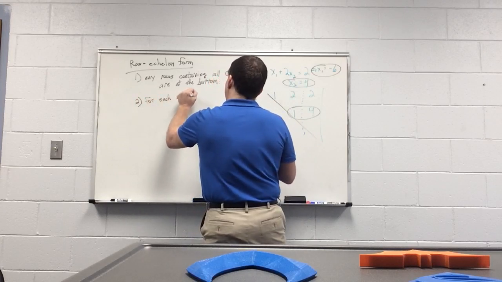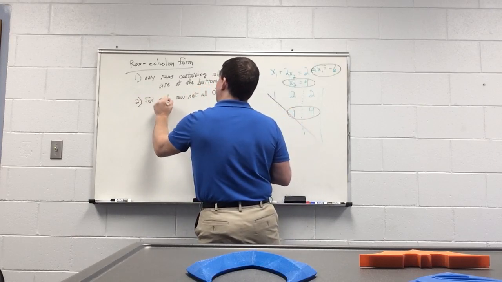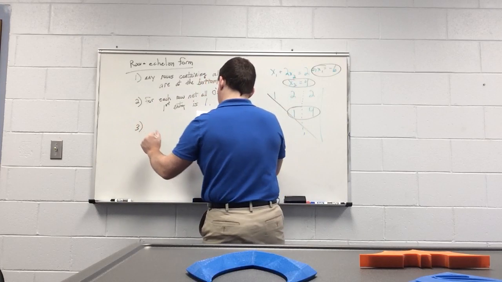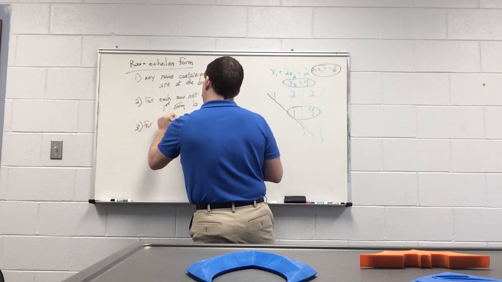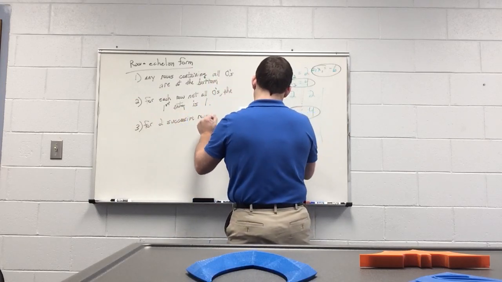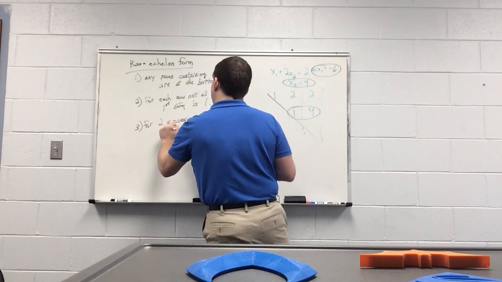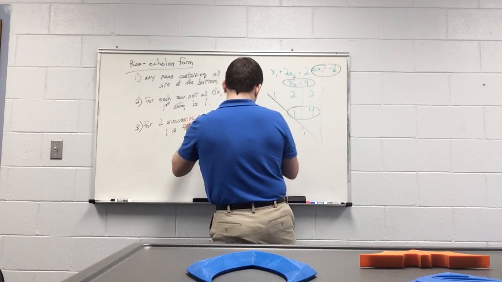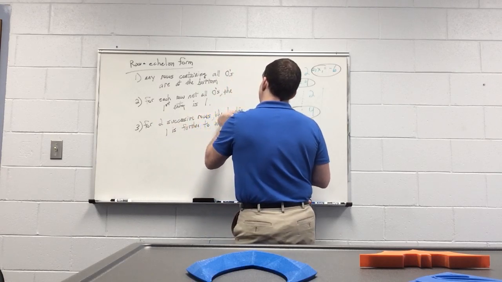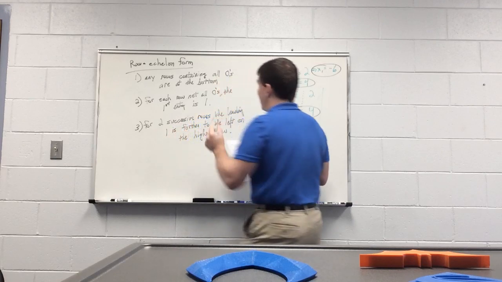For each row not all zeros, the first entry is 1, and for two successive rows, the leading one is further to the left on the higher row.